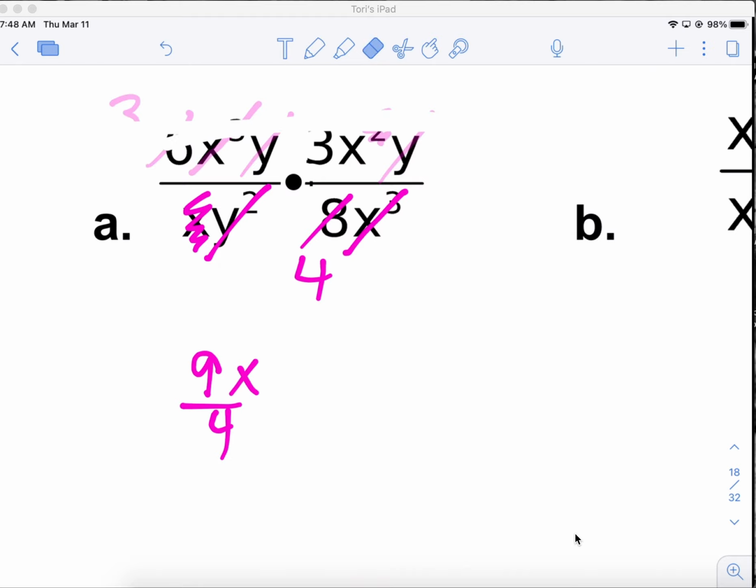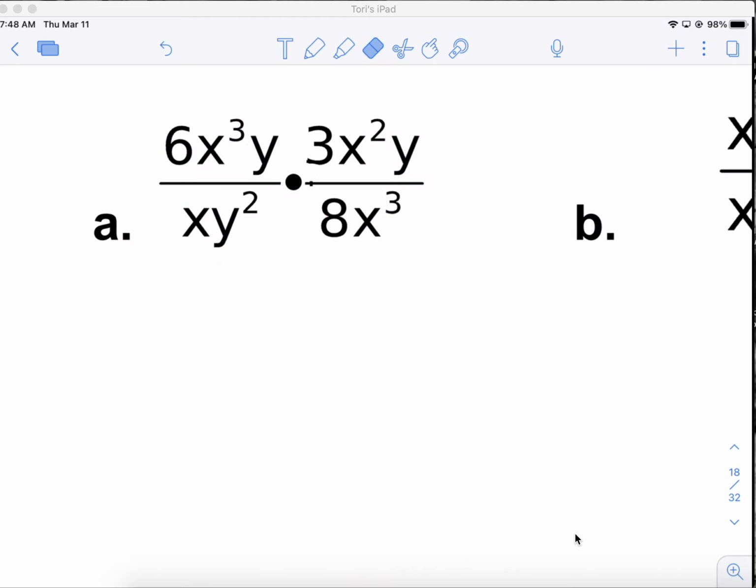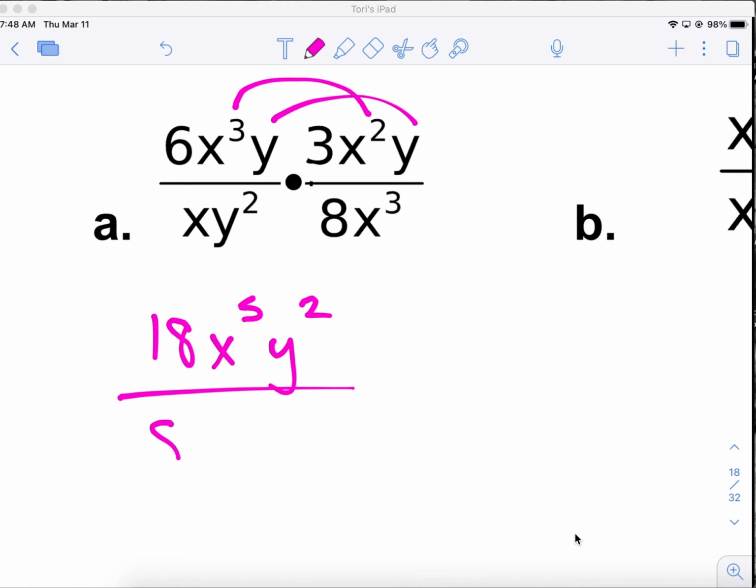So let me show you how you would do it full out, okay? First thing we would do is multiply everything together. So 6 and 3 is 18. I have a total of 5 x's here on the top. I have a total of 2 y's on the top. Down on the bottom, I got 8, x to the 4th, so 4 x's on the bottom and only 2 y's.